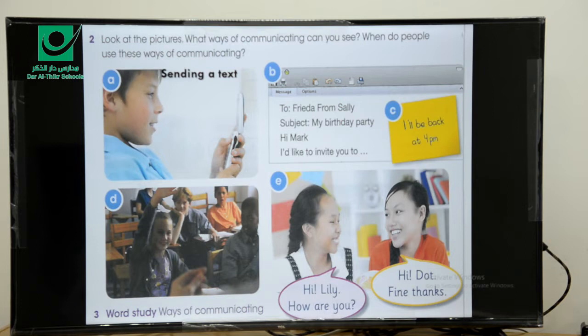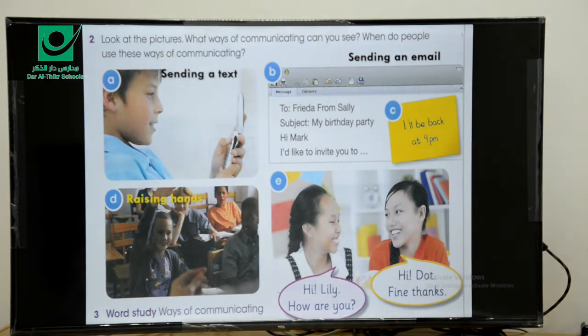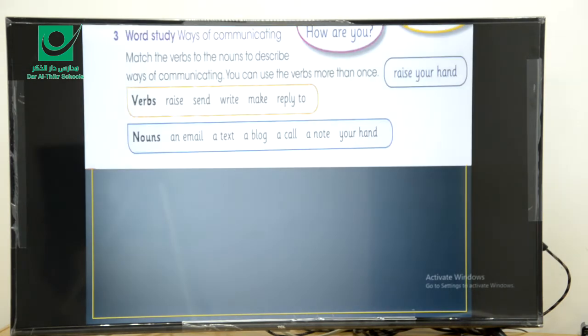Yes, letter B, I think is easy. You can say it's sending an email. If I say C, this is a note. If I go to D, raising hands. And E is talking or chatting. Yes.